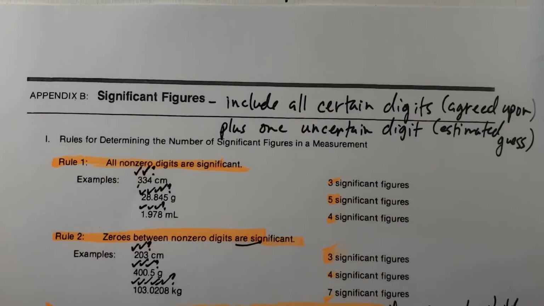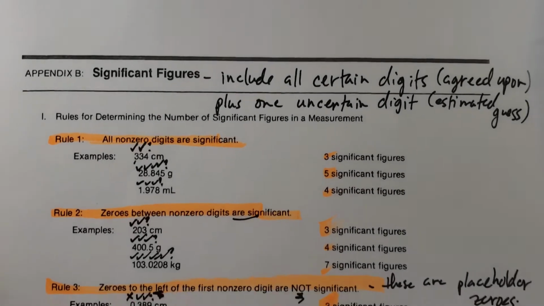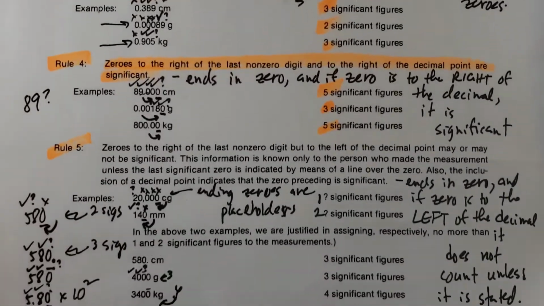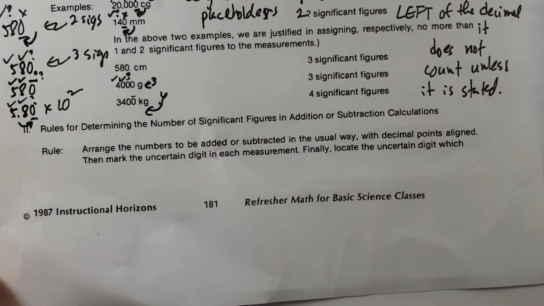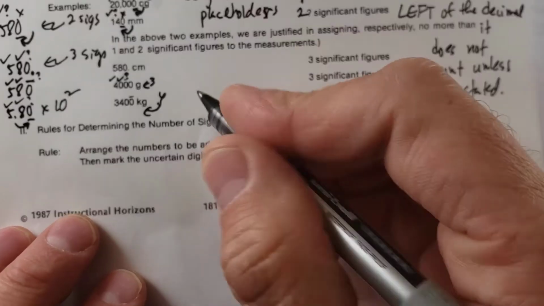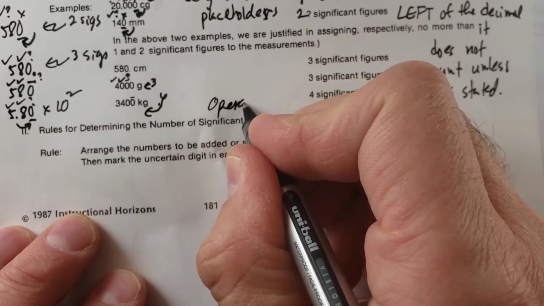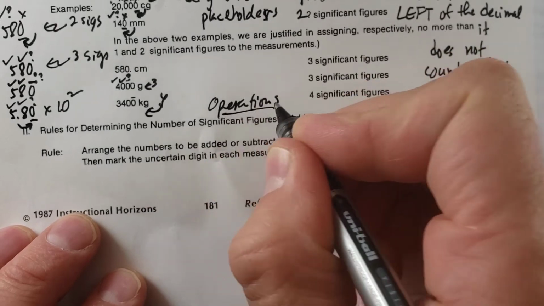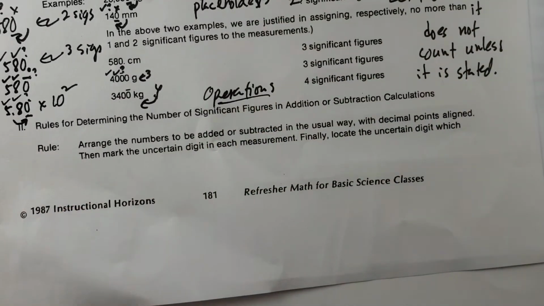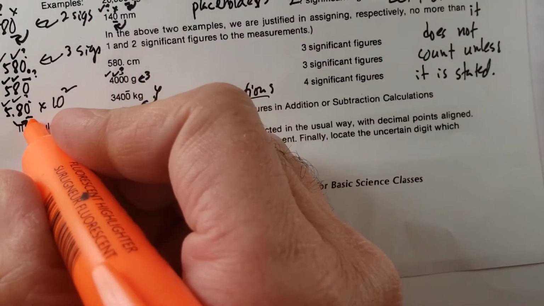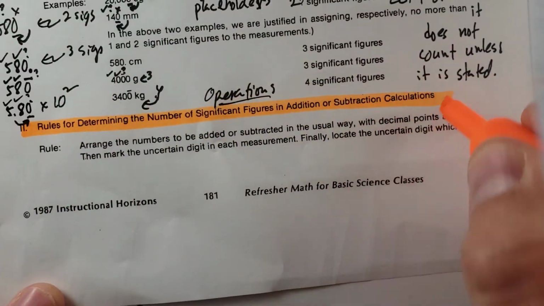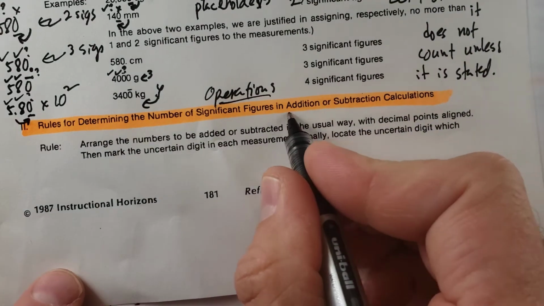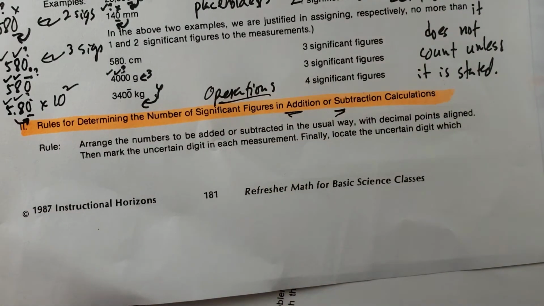All right, welcome back. So we looked at significant figures and the rules. Let's look at operations with sig figs now. There are two rules here that we need to look at. One involves what you do when you're adding and subtracting numbers, and one deals with what you do when you're multiplying and dividing. We'll look at adding and subtracting first.